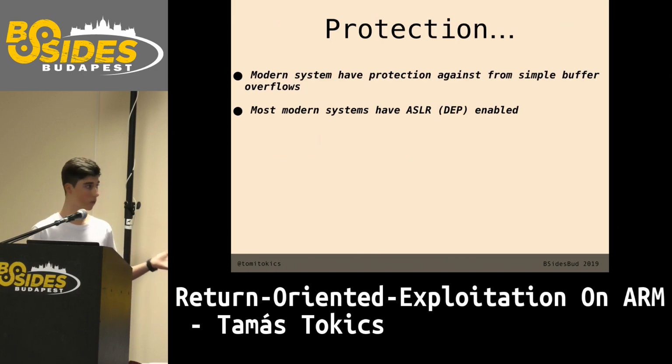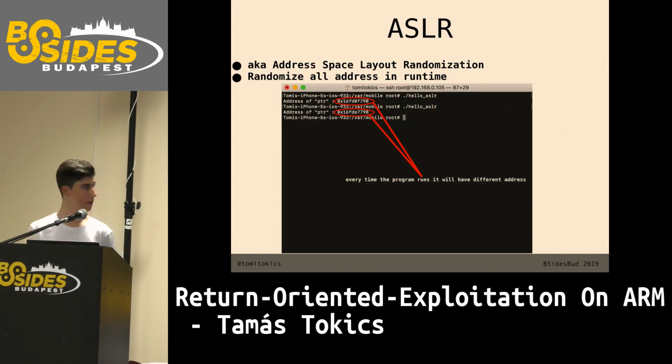Now, I don't think this will work on modern systems because most modern systems have protection against these overflows. Modern systems have ASLR and DEP enabled as well. So what is ASLR? ASLR stands for Address Space Layout Randomization, and it basically randomizes all addresses at runtime. You can see the first one was 0x16FD0F790, and the second one was 16FDE7790. So the two addresses are different.